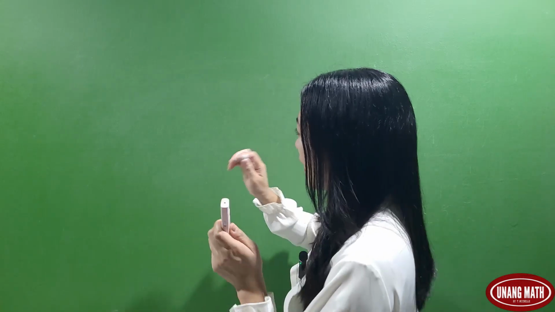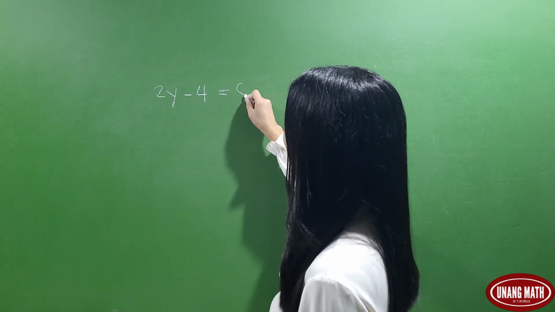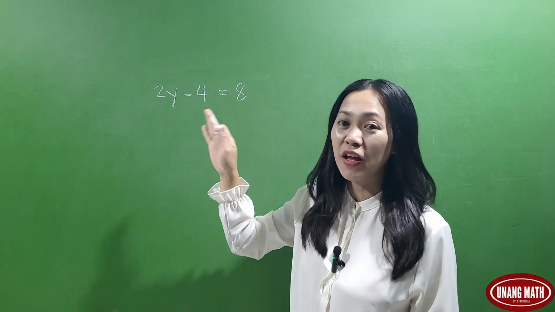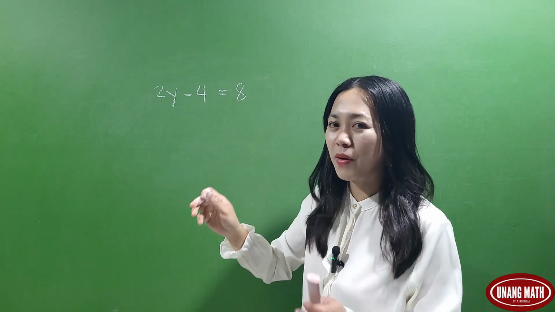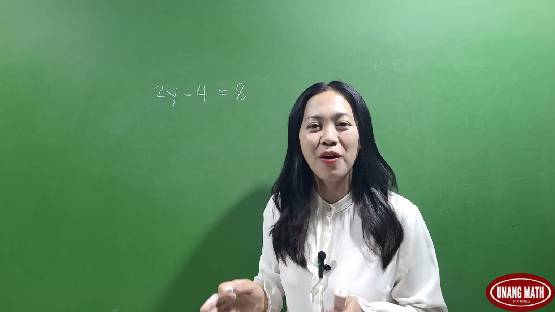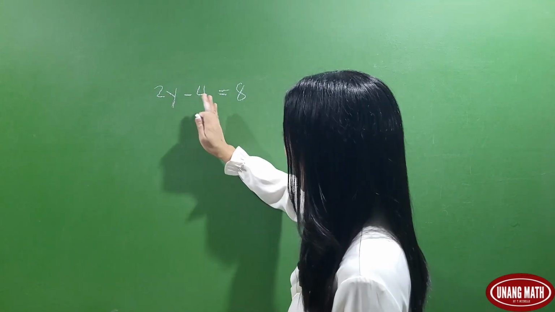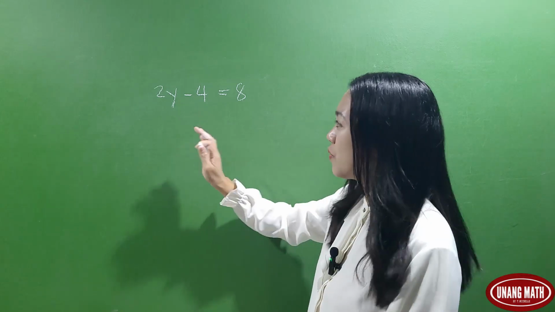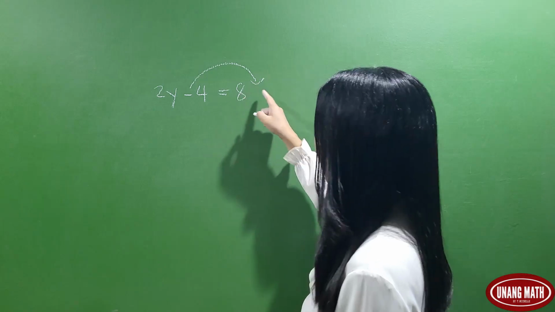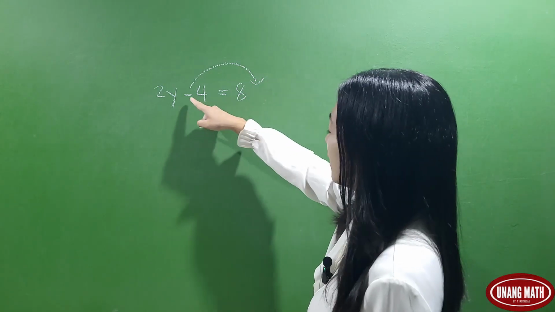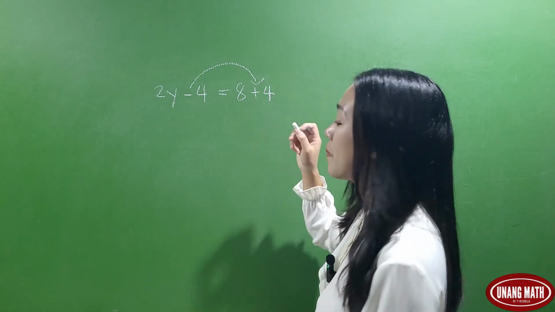Okay, example. If our equation is 2y minus 4 is equal to 8, what will be the solution to this equation? Okay, to solve this equation, we will use the properties of equality. We have to isolate y, or the variable y, on one side of the equation. And to do that, first we have to move minus 4 to the other side of this equation. Since this is minus 4, if we move it to the other side, it will become plus 4.